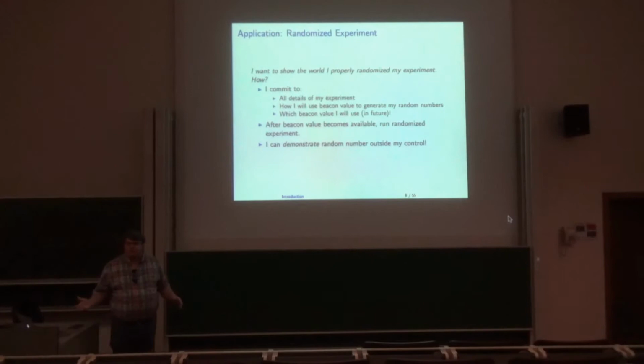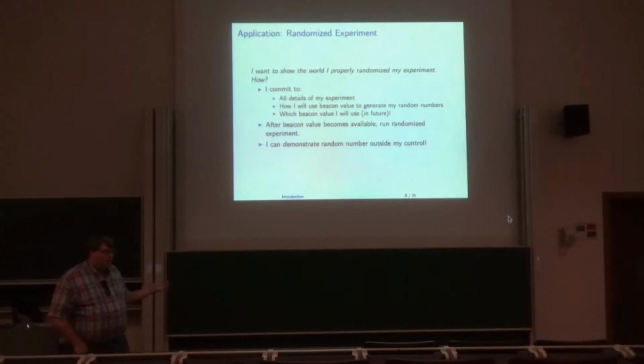So if I just say I chose a random number and then I ran my randomized experiment, you can't really tell, well, maybe I tried millions of seeds for my PRNG until I got one that gave me a win, right? So you'd like me to demonstrate that I chose the seed for my random number generator for this experiment in a way that is outside my control. And you'd like it to be verifiable to the world. Okay? So those are two motivating examples.